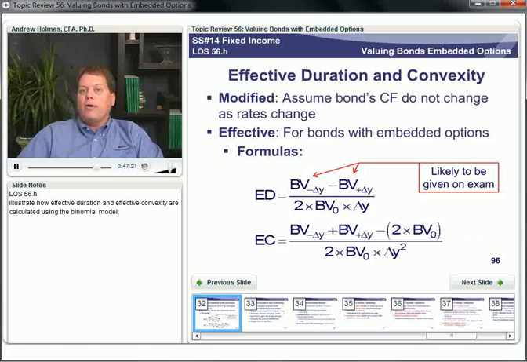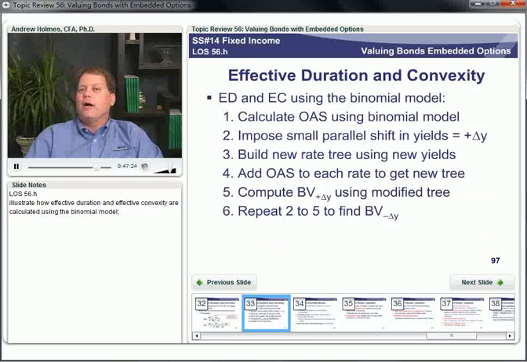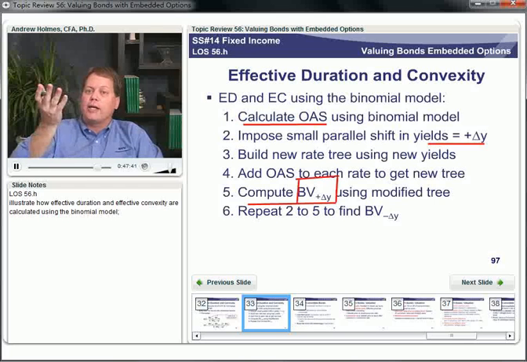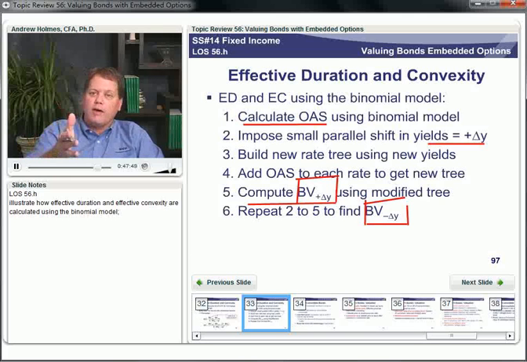All right? Okay, in that case, how do we calculate this? Well, we've got this long process to go through. Obviously, you can't do it on the exam, but you're going to calculate the OAS the way we just did using the binomial model. Then we're going to shock interest rates up. We're going to build a new interest rate tree. We're going to add the OAS to each of those rates. Then we're going to compute BV sub plus. That is when we shock interest rates up. And then we're going to go back and do the whole thing again for BV sub minus. So we're going to go through the whole process 3 times. Once to find the OAS, then once when we shock interest rates up, once when we shock interest rates down, and that is going to become the BV sub 0, BV sub plus, and BV sub minus. Obviously, we don't have time to do a lot of that on the exam.